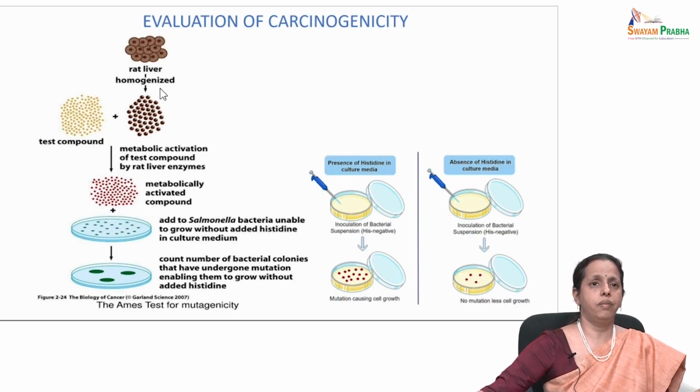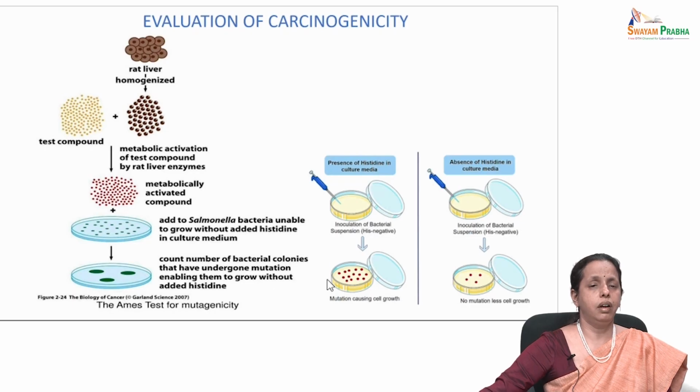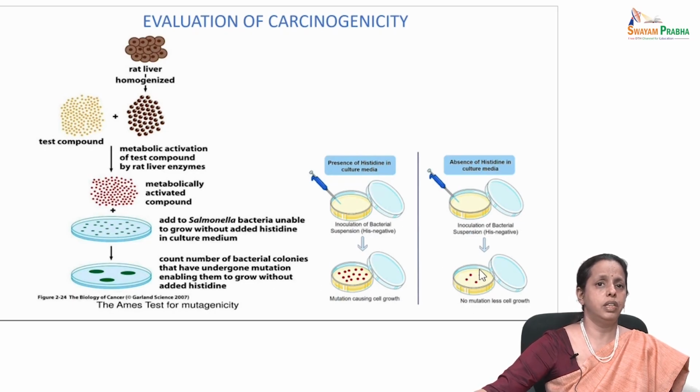For example, the lab rat liver is homogenized. You have the test compound. When you mix the test compound with your lysate, the metabolic activation of the test compound by the rat liver enzymes occurs, and when this metabolically activated compound is added to your Salmonella bacteria, which is unable to grow in the absence of histidine in culture medium, it will grow. Whereas when there is no mutation, or if your compound is not carcinogenic or mutagenic, you will not have many colonies.